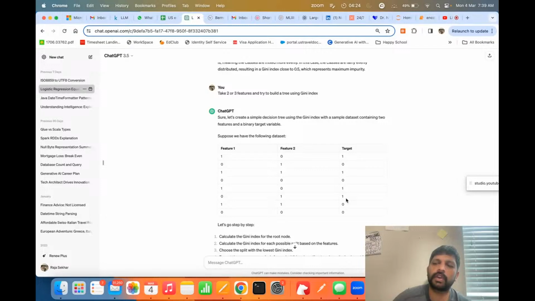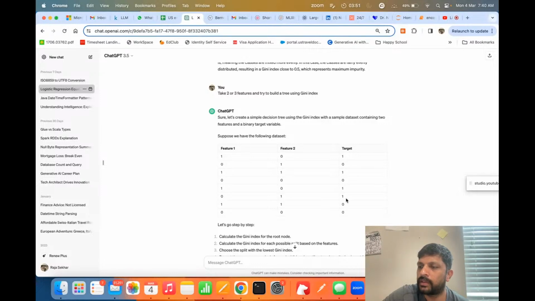So comparing these two, I think the least Gini index is achieved with either f1 equal to 1 or f1 equal to 0, and you can pick any one of them and move forward. That will be the scenario. Let's say we pick f1 equal to 1 as our root node, then you have two splits. One is 3 ones and 1 zero. Another one is 3 zeros and 1 one.